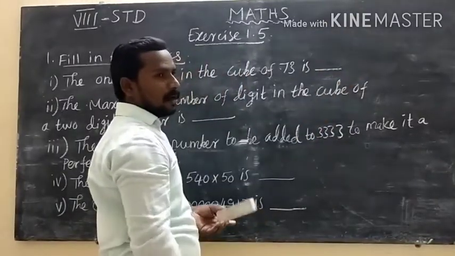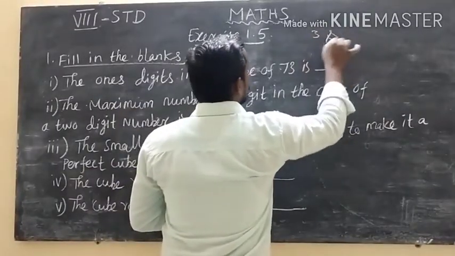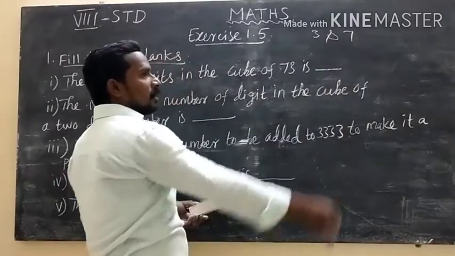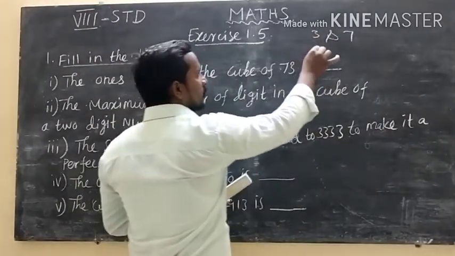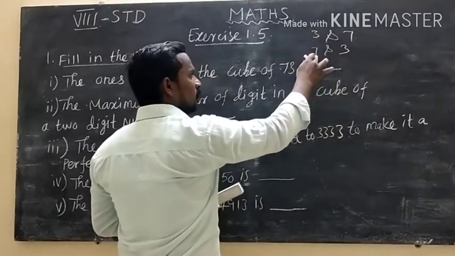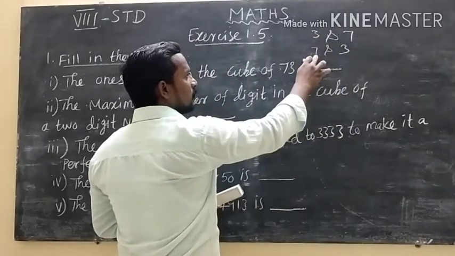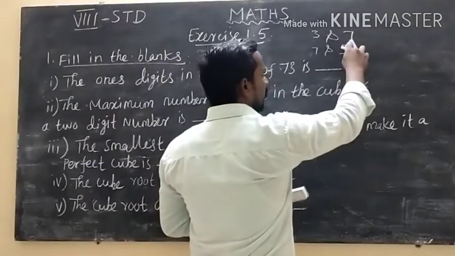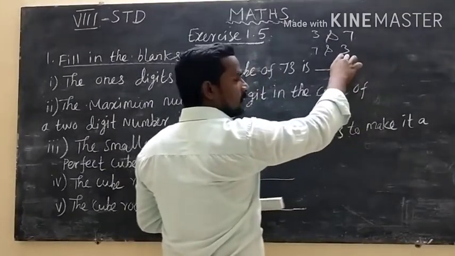If a natural number ends with 3 or 7, then its cube ends with 7 or 3. If a number ends with 3, the cube ends with 7. If a number ends with 7, the cube ends with 3.